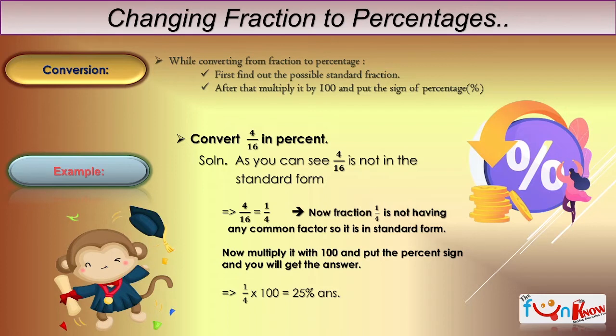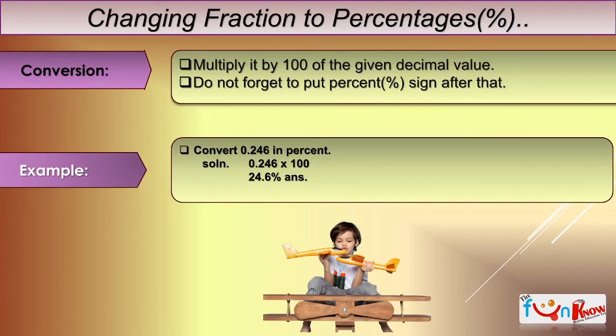The first point you will remember, you will make sure that whatever fraction you are taking should be a standard form fraction, student. Standard form as in that fraction should not be able to divide further. So 4 and 16 was able to divide further, so we converted it into 1 by 4. And then, our second step, now multiply the fraction with 100 and put the percentage sign. We have done that.